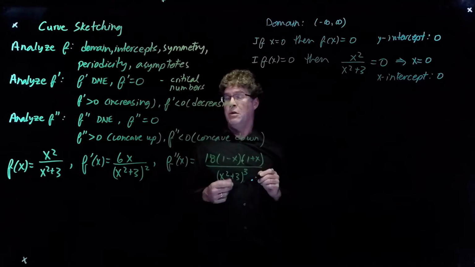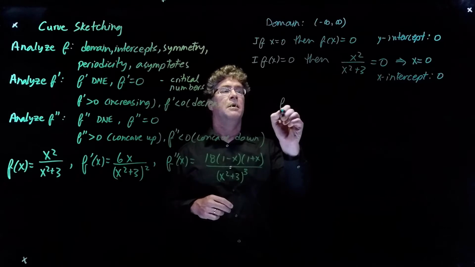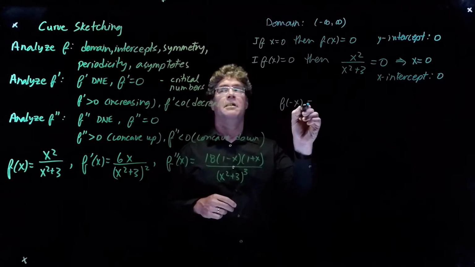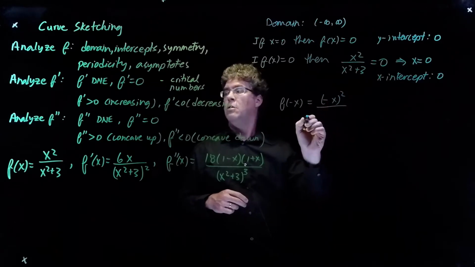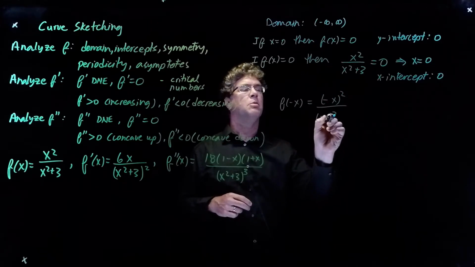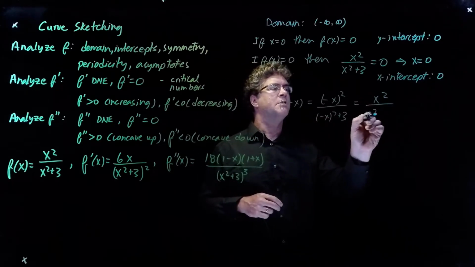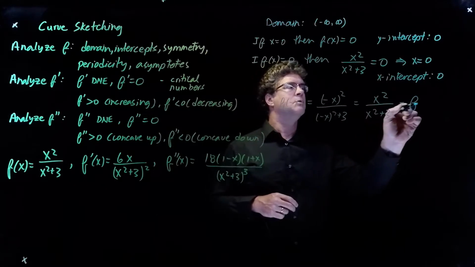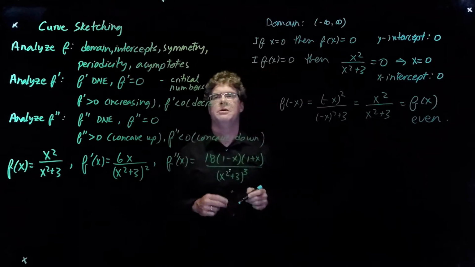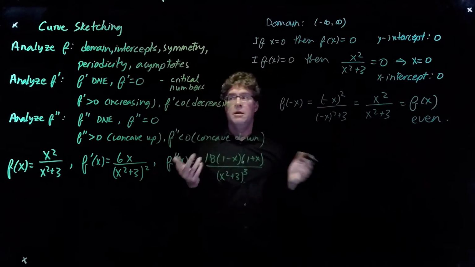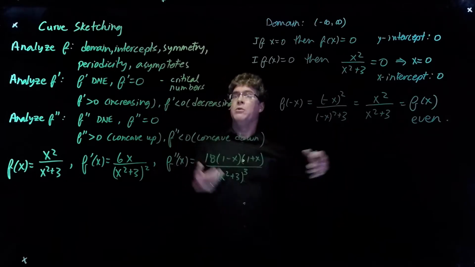The next thing we want to look at is symmetry. And let's think about f of minus x. That's going to be equal to minus x squared over minus x squared plus 3. And that equals x squared over x squared plus 3, which is equal to f of x. So we have even symmetry. This is not a periodic function. A periodic function would be something, for example, with sines and cosines.